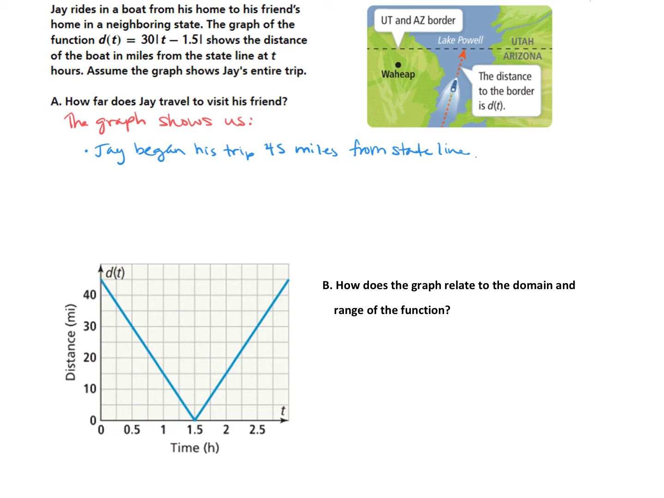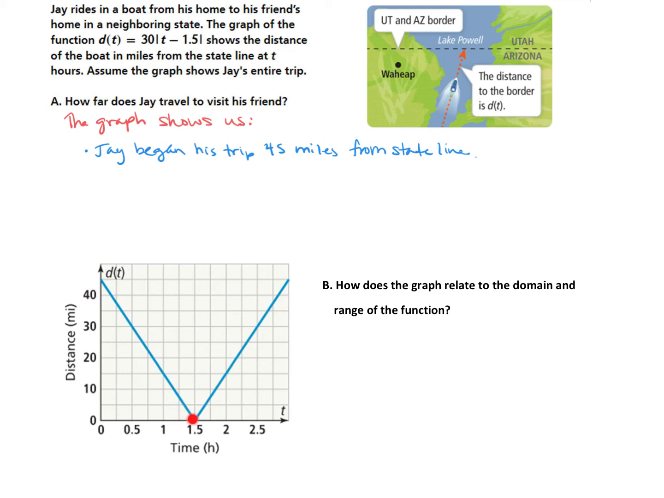All right, so if we keep looking at the graph, he's 45 miles from the state line. As time passes, do you see how his distance from the state line decreases? So after a half hour, he's only 30 miles from the state line. After an hour, now he's 15 miles from the state line. And at 1.5 hours, he's hitting the state line. So his distance to the state line is decreasing as time goes on.